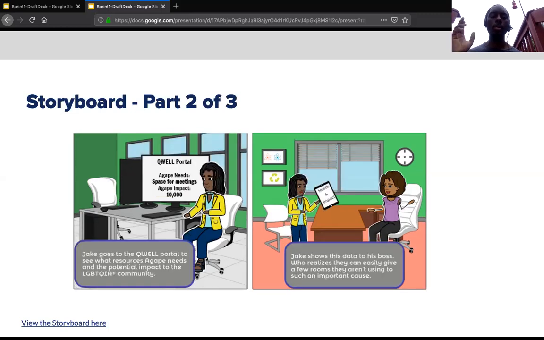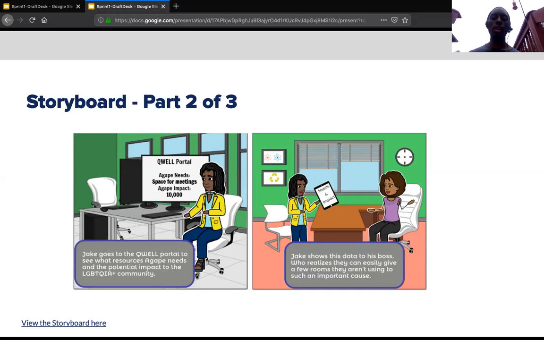So Jake goes on the Quell portal, and he finds that their need is actually pretty simple. They need space. They need space to do these meetings, to bring these groups together. They're not really asking for money. And another aspect that the Quell portal shows them is the impact. So this can impact like 10,000 people in Austin. People who will no longer feel depressed and lonely, and thus they'll feel more productive. They'll feel more included and more loyal.